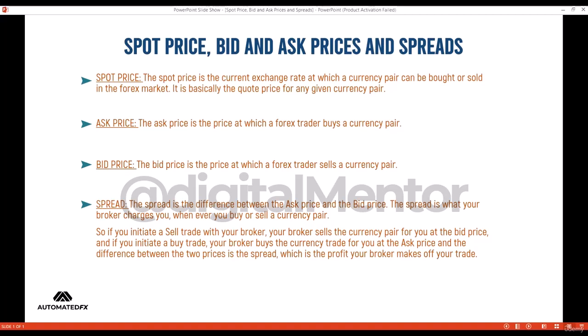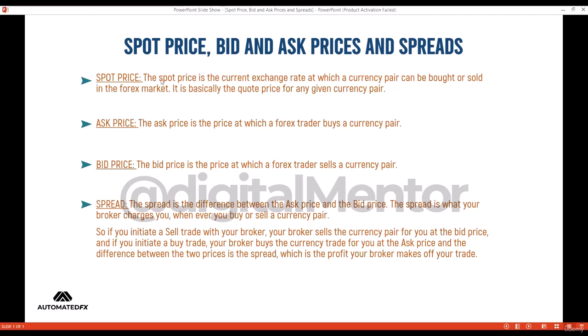That's the price of a currency or price of a currency pair. So in this video, we're going to be looking at spot price, ask price, bid price, and then spread. We're going to be learning all about this. We're going to be learning what the spot price, the ask price, the bid price, and the spread are.